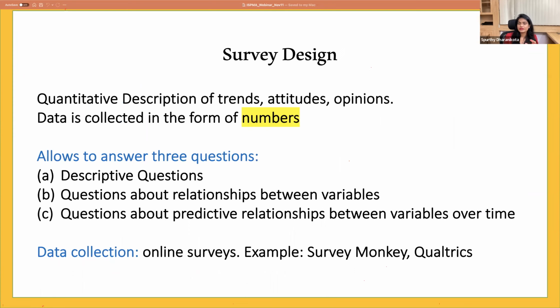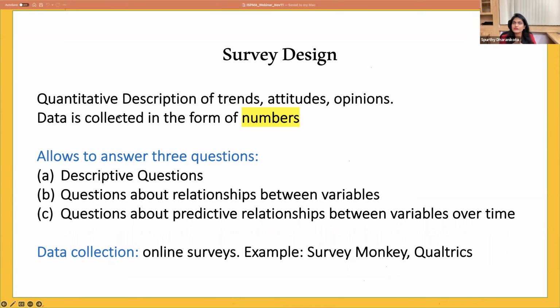So in the data, where do you start? You start with how much was the marketing spend last year? How many platforms are we active in? What is our social media presence? So all these could be your data points. Using a survey, you can have a quantitative description of trends, attitudes, and opinions, and data is collected in the form of numbers.